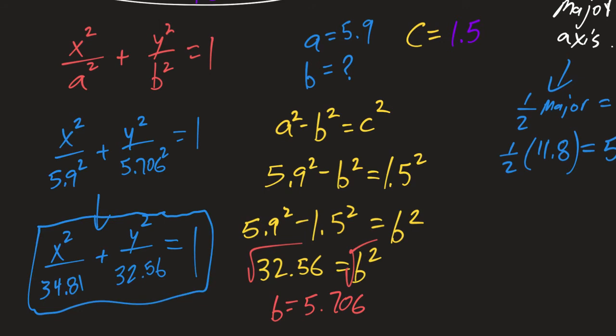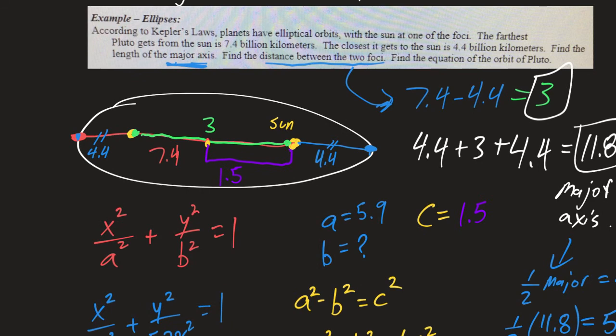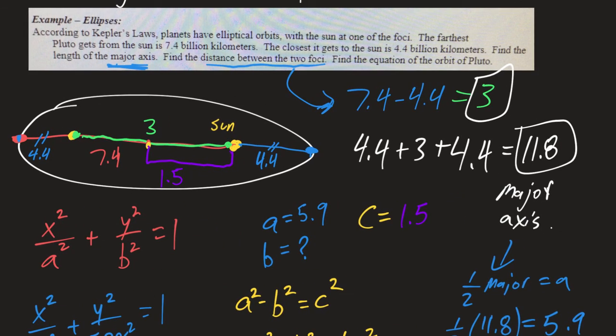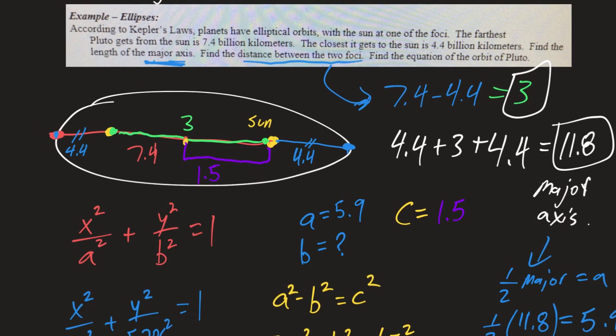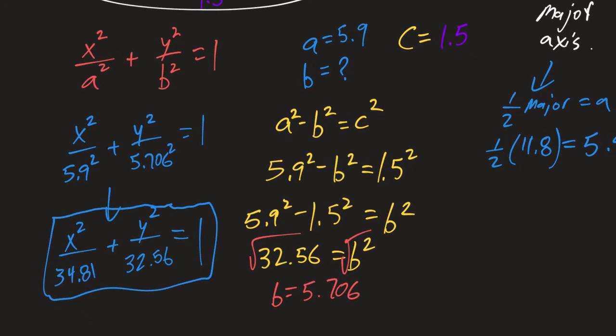And we've, of course, actually answered all three questions from this problem. So first, the length of the major axis, we got that to be 11.8, the total of these distances across from here, okay? And the distance between the two foci, we got that to be 3 when we subtracted. And then, of course, we finally got that equation for the orbit of Pluto.